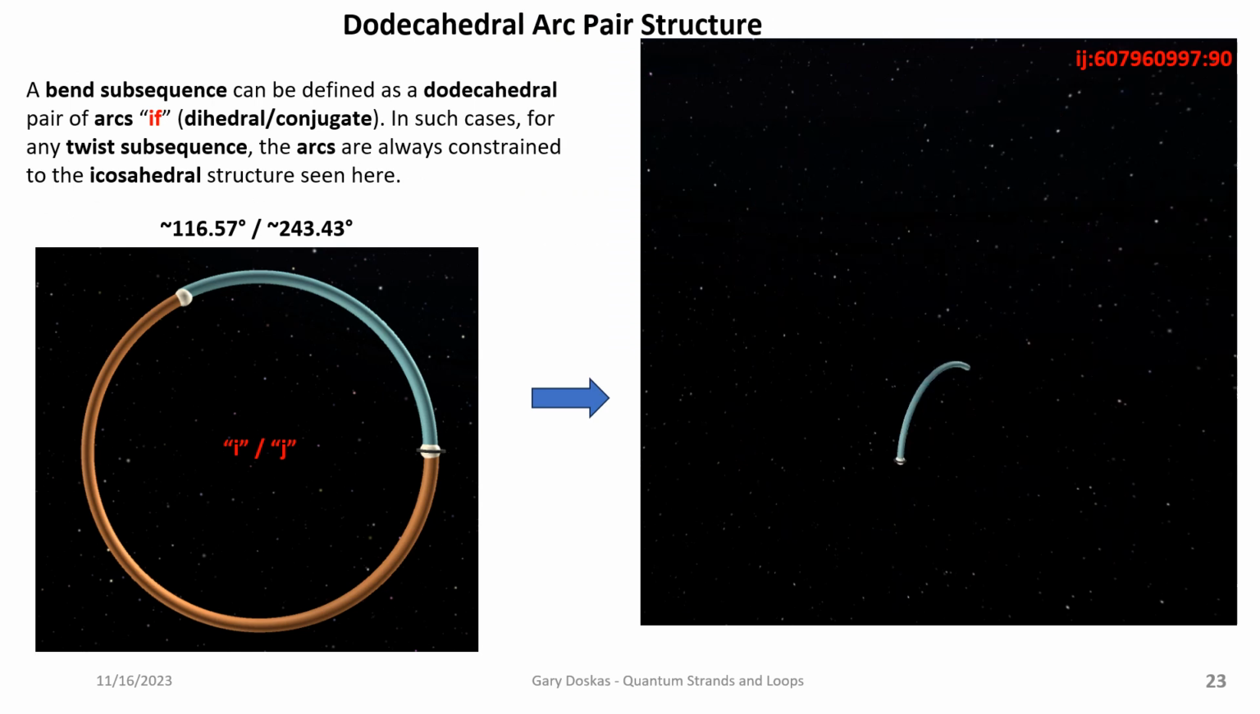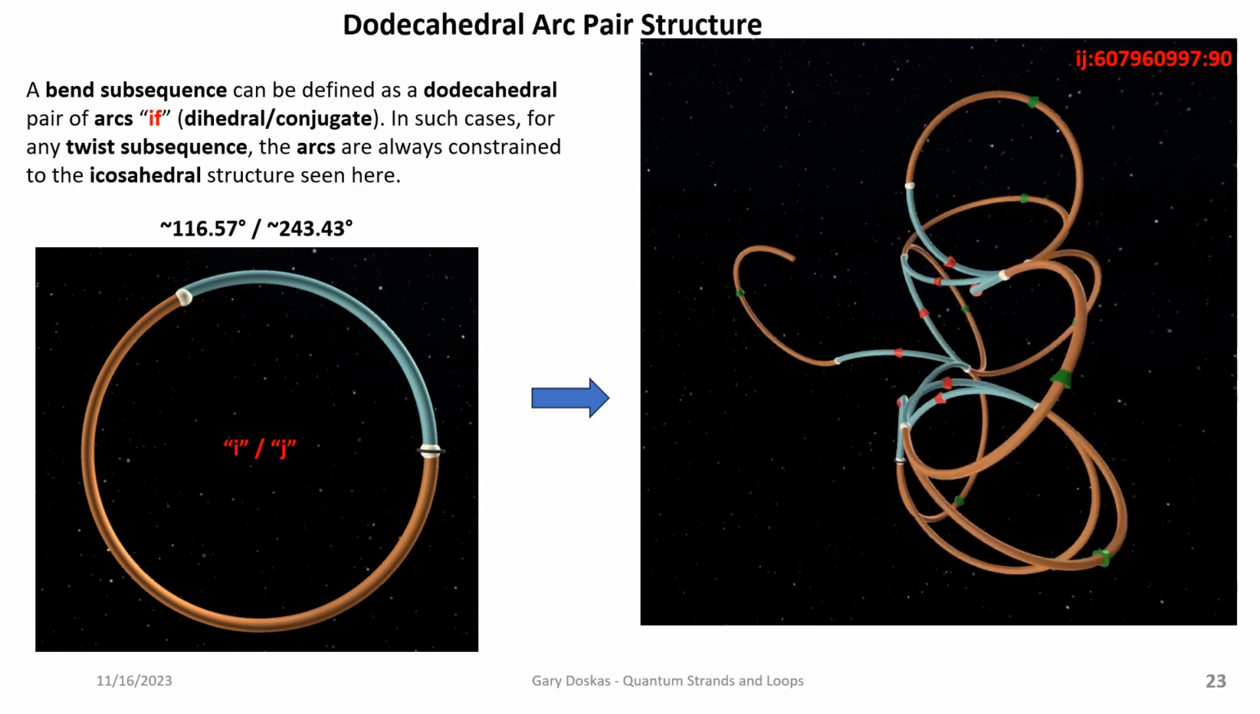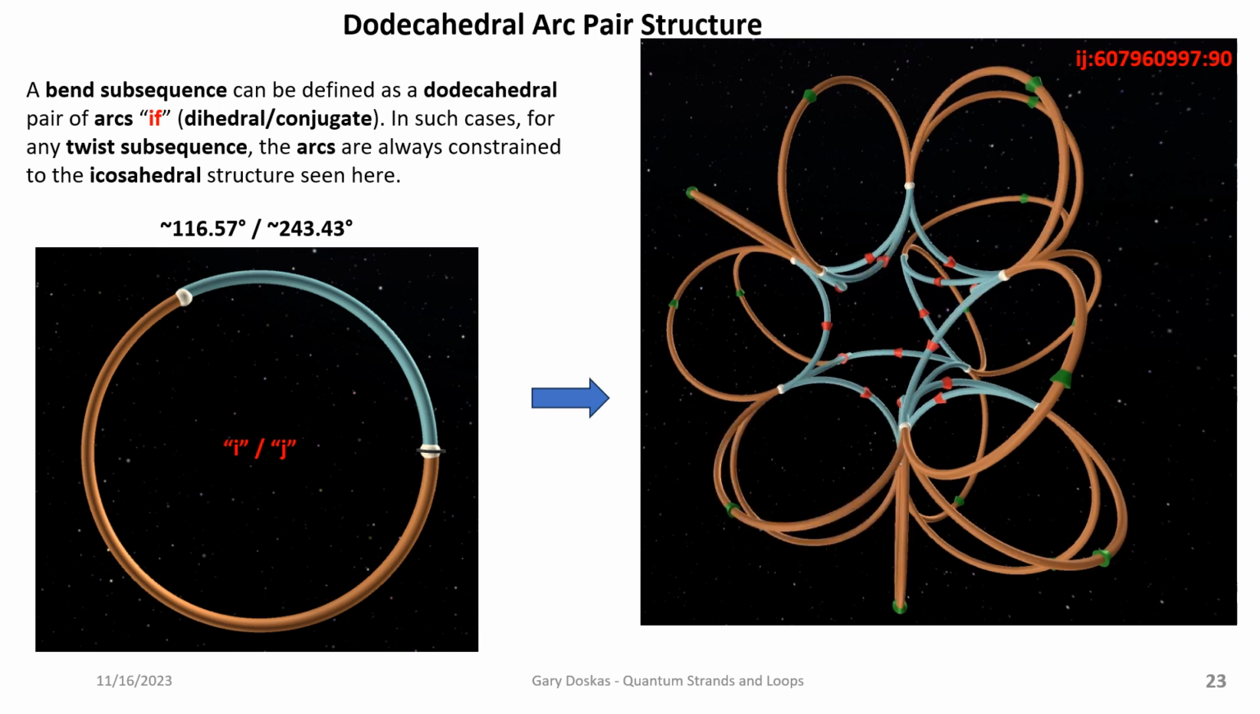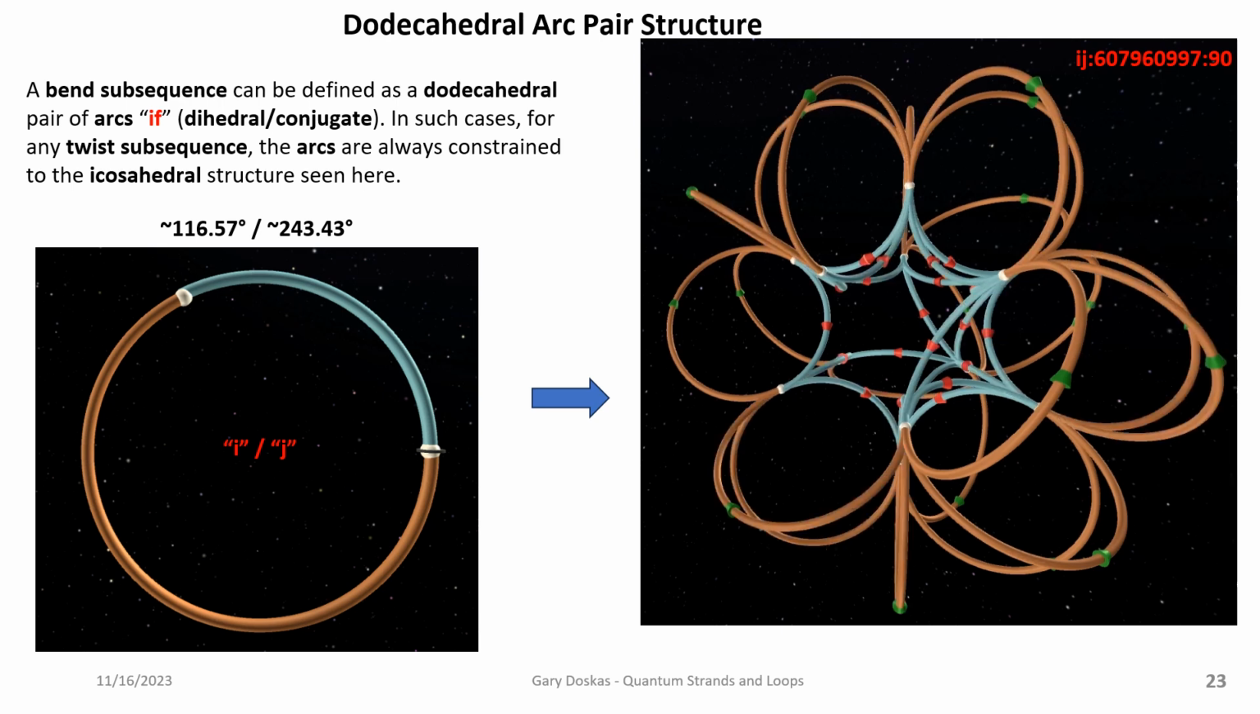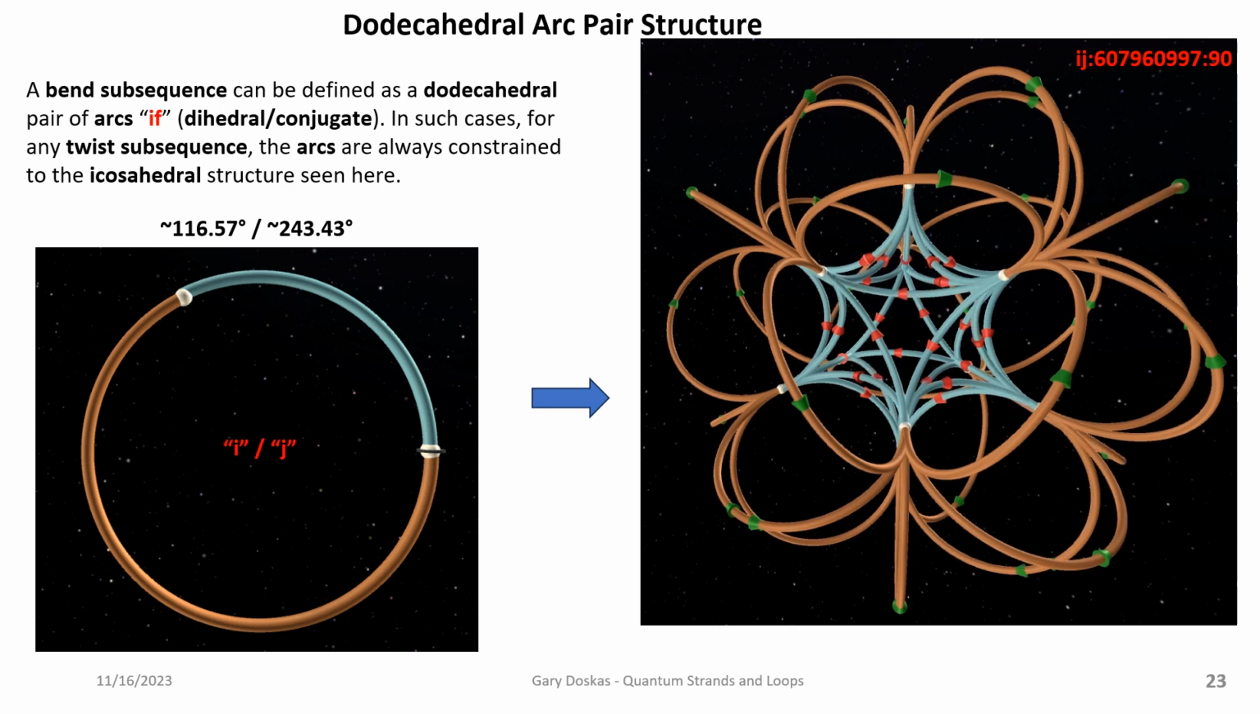Dodecahedral arc pair structure. A bend subsequence can be defined as a dodecahedral pair of arcs, IJ, which is the dihedral angle of the dodecahedron and its conjugate angle. In such cases, for any twist subsequence, the arcs are always constrained to the icosahedral structure seen here.